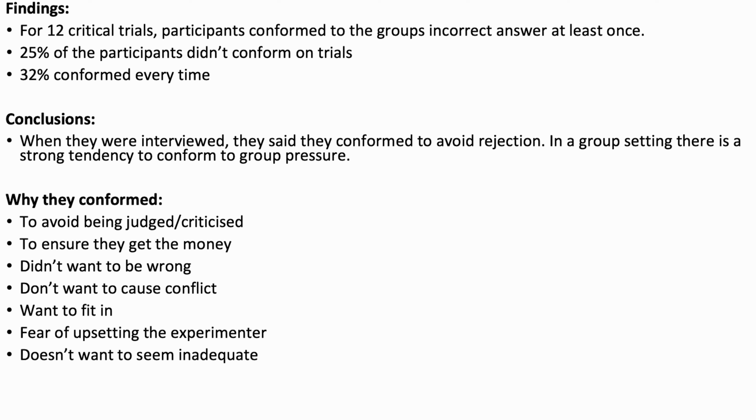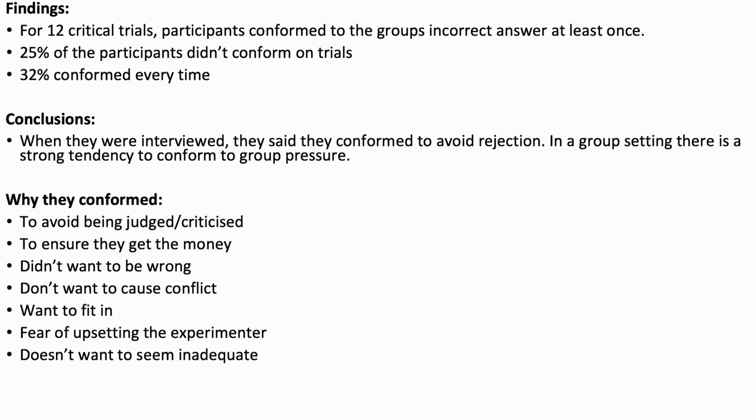It was found that for the 12 critical trials, participants conformed to the group's incorrect answer at least once. 25% of the participants didn't conform, but 32% conformed every single time. When they were interviewed, the participants said that they conformed to avoid rejection, as in a group setting there is a strong tendency to conform to group pressure.